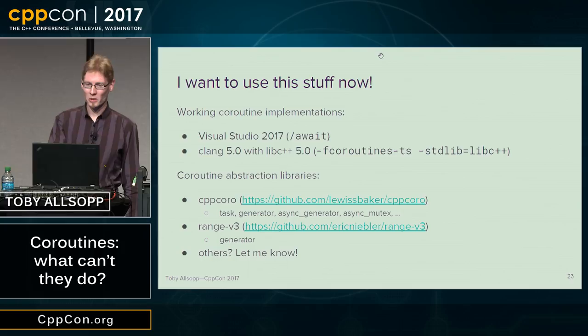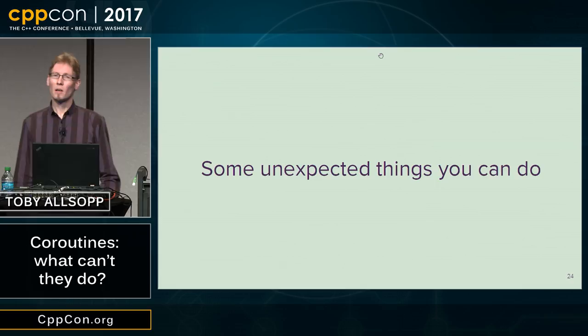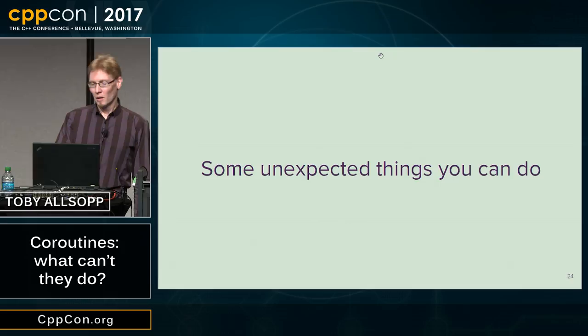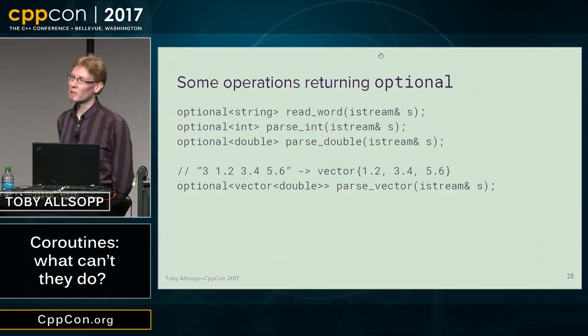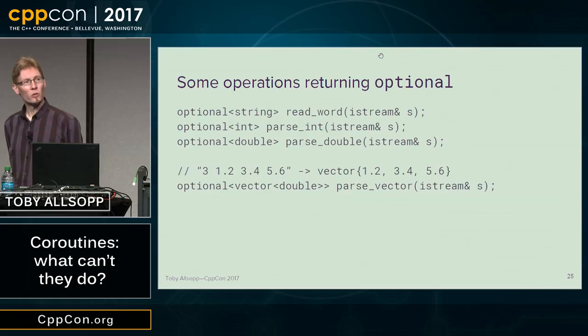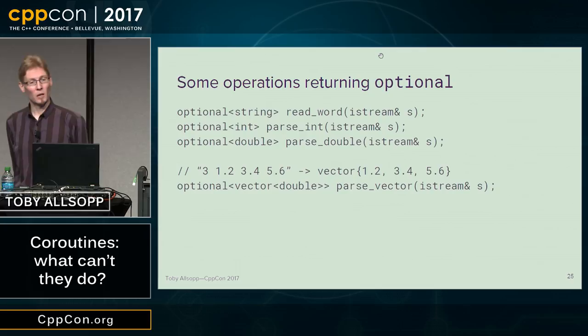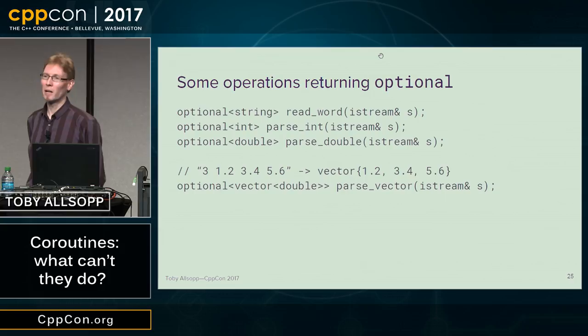So I'm just going to say a couple of things about slightly unconventional things you can do with coroutines. This is my personal sub-interest in the coroutine space. So let's consider an example where we have some functions that return optional values. Say we're wanting to parse some values out of a stream. So we can read a word and it'll either return a string, which is the word, or an empty optional, which would be the case if there isn't a word in the stream. Similarly, we can parse an int. It either gives you an int if there is one, or if there isn't, it doesn't.